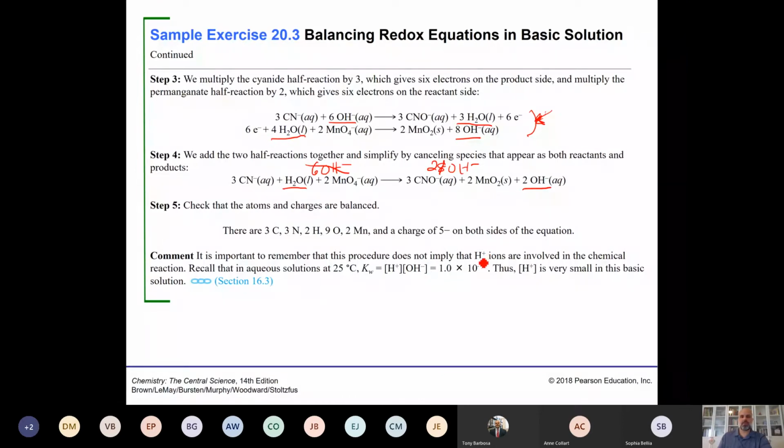All right. So they want to bring your attention to the fact that just because you draw the reaction as if there were protons involved does not mean that there are protons involved in the chemical reaction, right? In the end, there are hydroxide molecules involved in the chemical reaction, right? That's what's being shown here. So under basic conditions, you're going to have just hydroxide ions present.